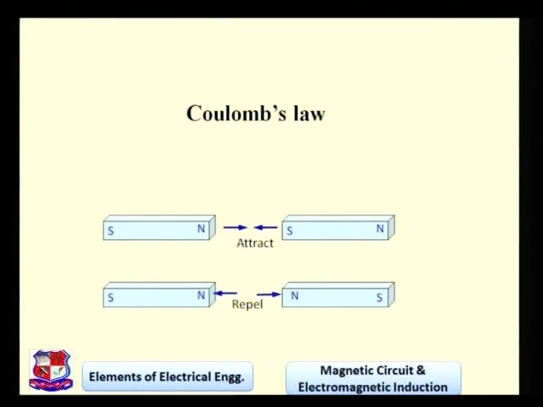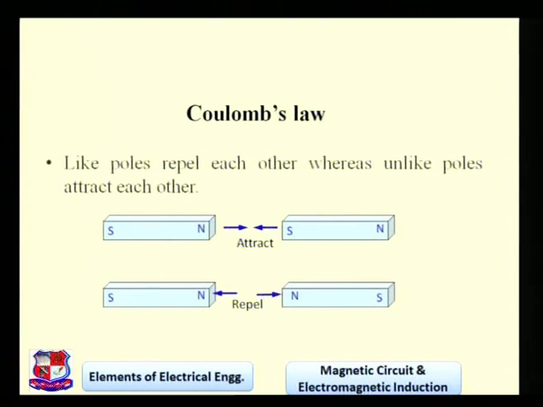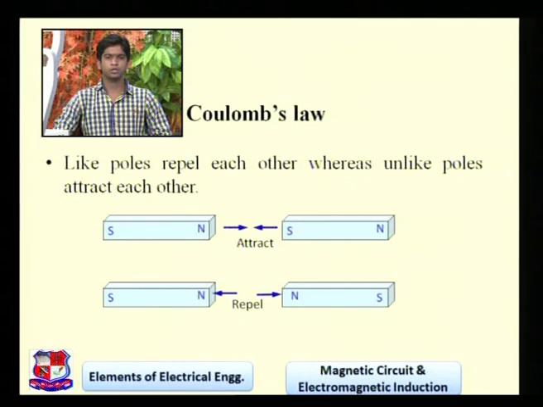Here we can see Coulomb's law. We saw the fundamental laws of electric field. Here we can see the fundamental laws like Coulomb's law in magnetic field. It says that like poles repel each other, whereas unlike poles attract each other. So friends, in the first figure you can see that the north pole and south pole are nearby each other. So there will be attraction between these two magnets.